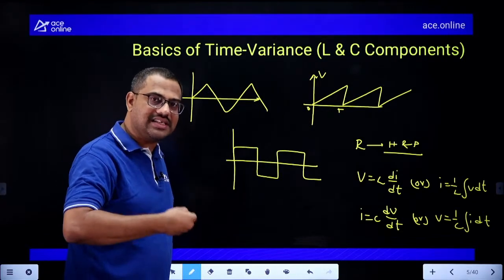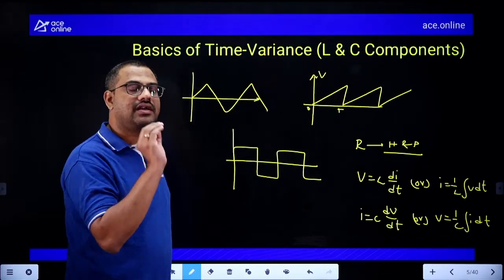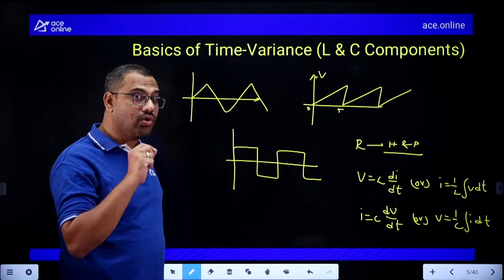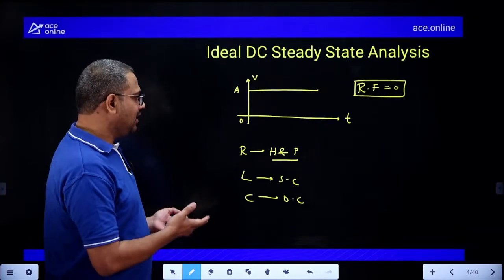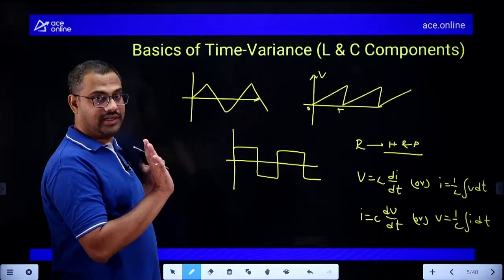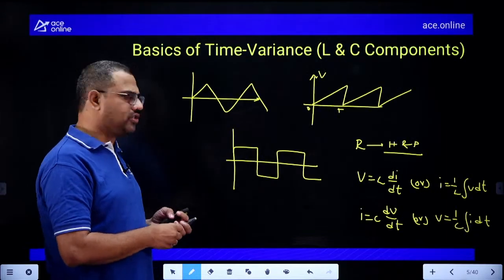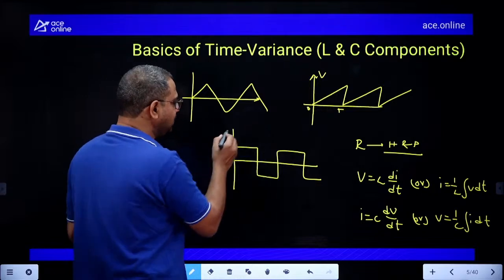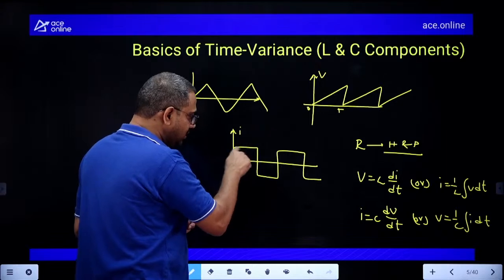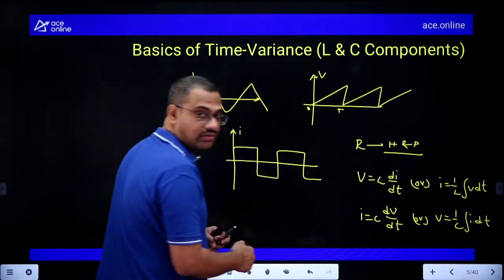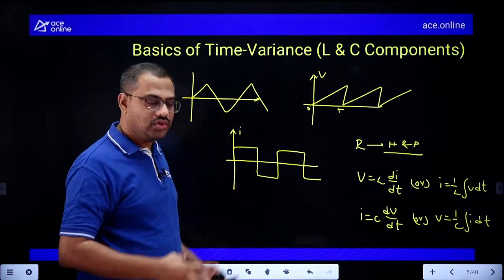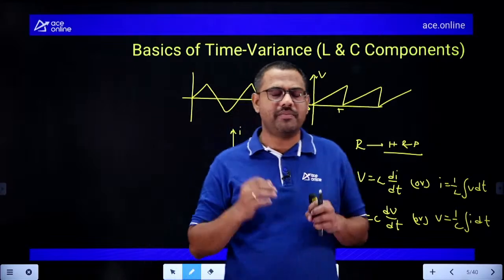More rigorous mathematical analysis will be done in this chapter called Basics of Time Variance, where we will focus more on inductors and capacitors. Here resistor is very simple, while L and C are short and open, but here all are working. Similarly, if this is the current given to inductor, what voltage will come? When there is no change, inductor acts like a short circuit. But when there is a sudden change, impulse voltage will come. So it acts like an impulse voltage generator. So that is a very interesting chapter, but very important.